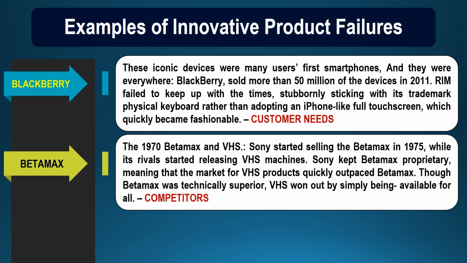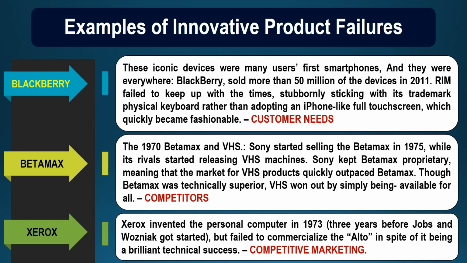Betamax is another example of a product failure. The DVD business and the VHS business were so strong, but Betamax did not see that coming and refused to change with the times, and that is how Betamax was outpaced. The VHS products were the ones which were lapped up by the customers.